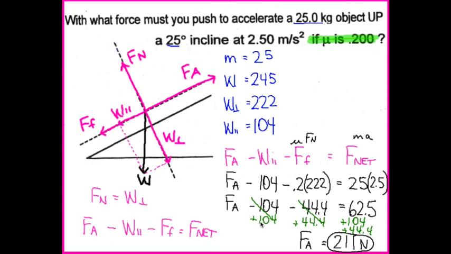You probably didn't show the math the way I do here, but some people mess up the negative: am I subtracting a negative, or adding a negative, what do I do? Just take them over one at a time, like I did, so you don't mess up that math. I added 104 to both sides, and then I added 44.4 to both sides. It worked out. And that concludes our example problems.